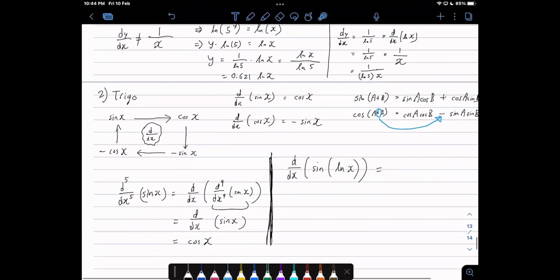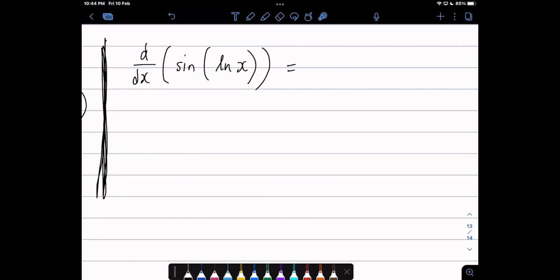How to differentiate sine of ln x. Differentiate sine, you get cosine. Differentiate cosine, you get negative sine. So here we're dealing with the original sine. Differentiate sine, you get cosine, so you write down cosine first. But there's another function inside. What do you do inside the bracket? 1 over x? Wrong. You copy and paste first.